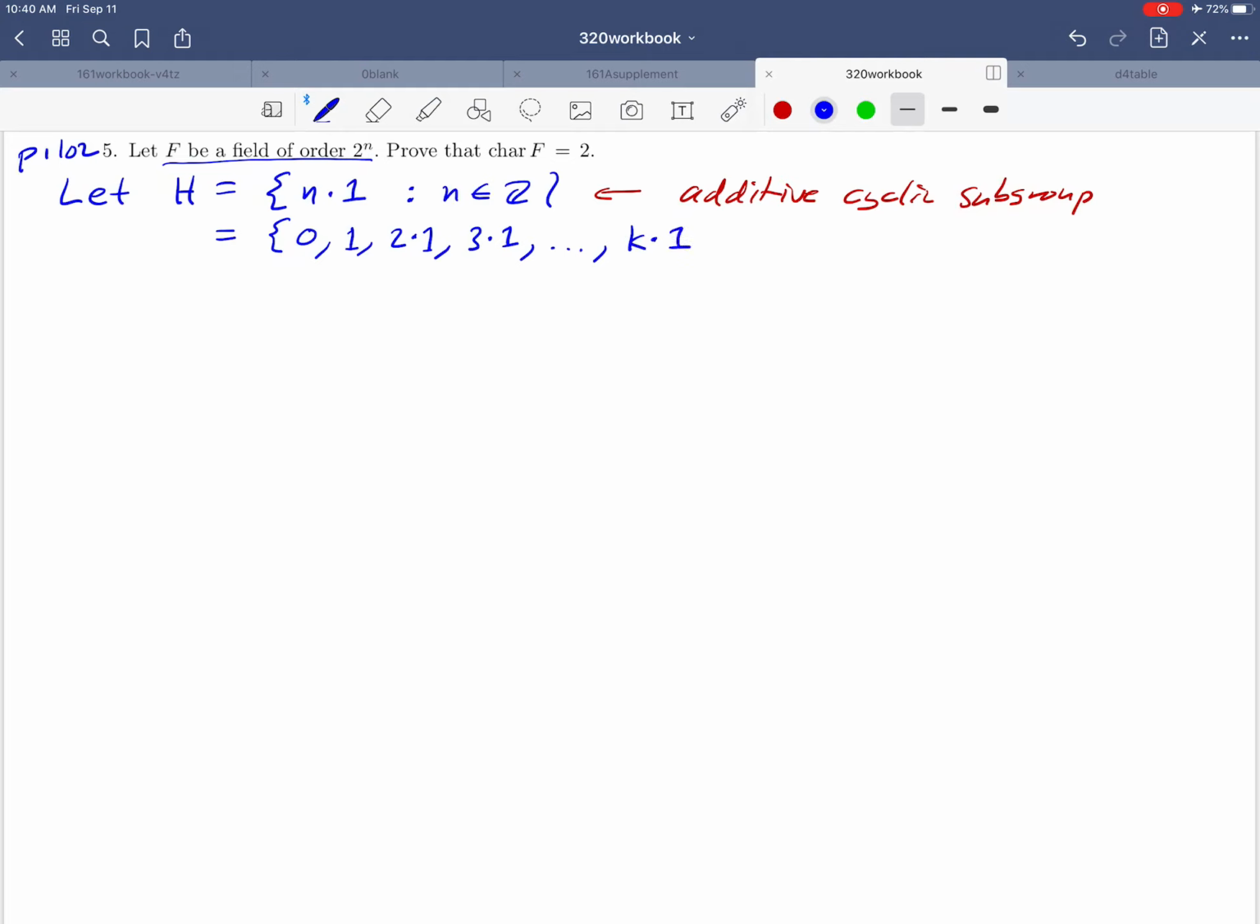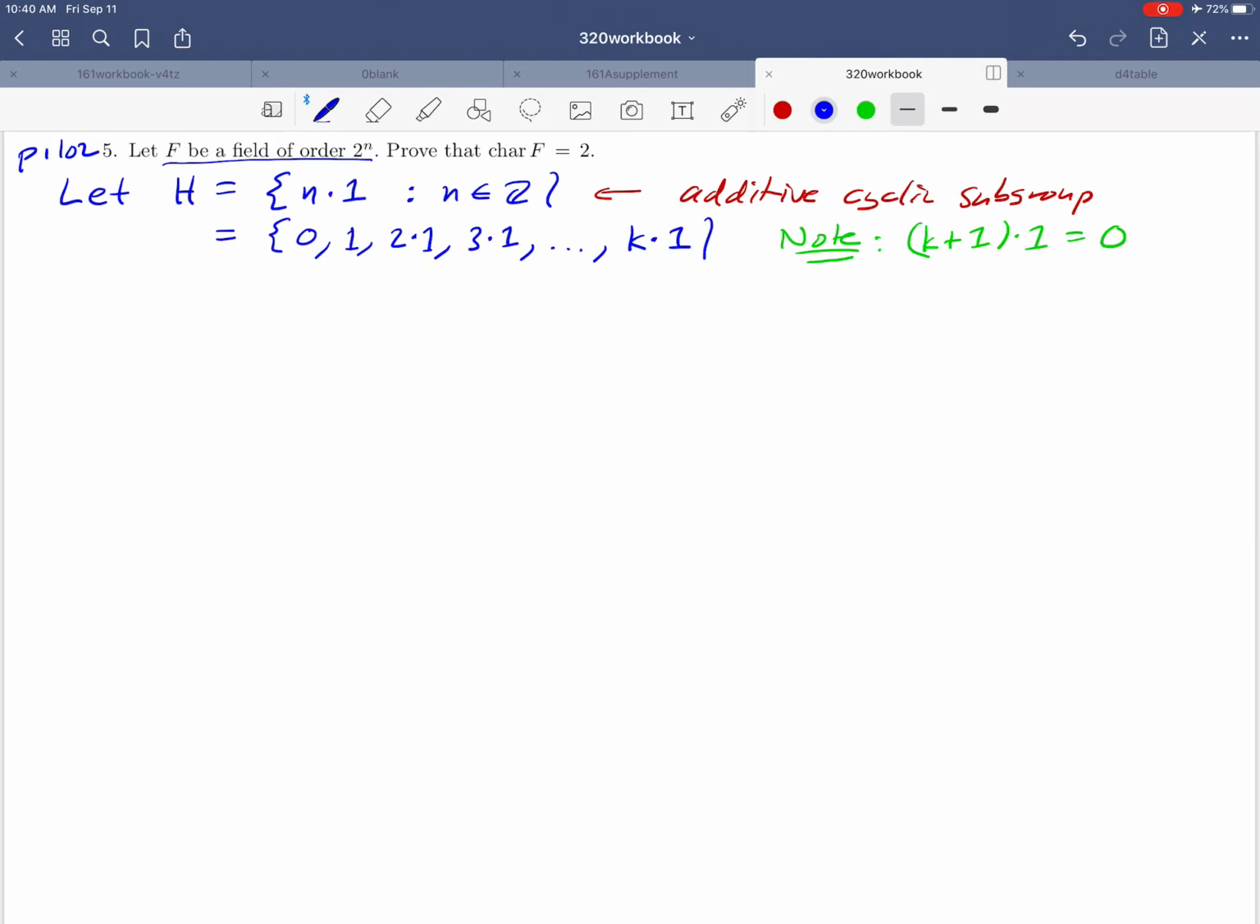I'm going to call the last number k times 1. And so what that means is that if you took k plus 1 copies of 1, it would take you back to 0. I'm going to write that down as a side note for when you're looking back over this: k plus 1 copies of 1 would get us back to the additive identity 0.